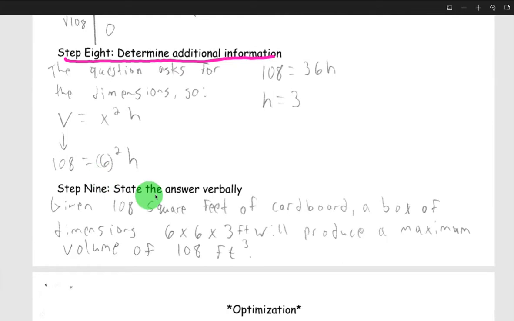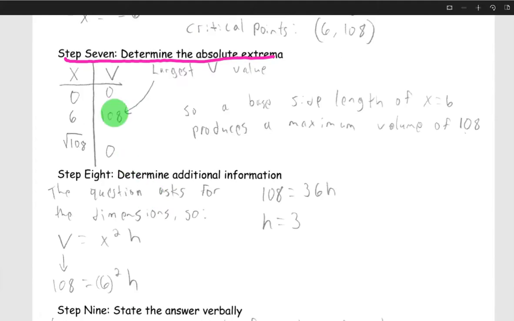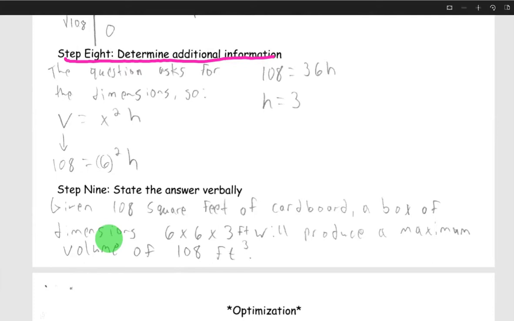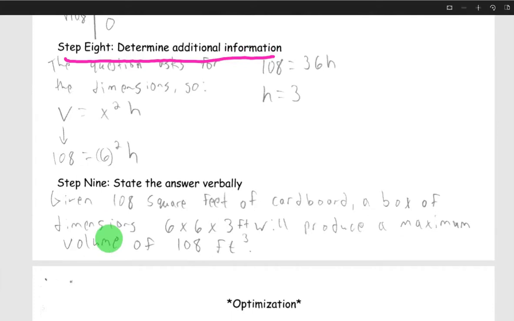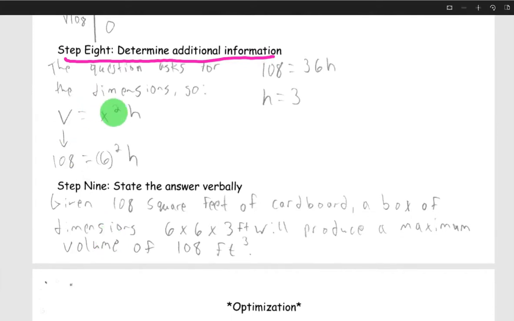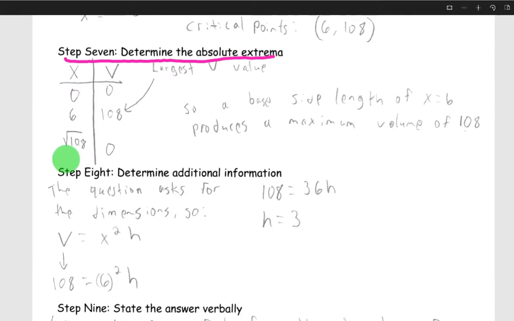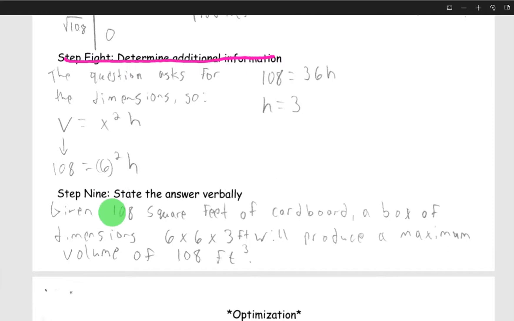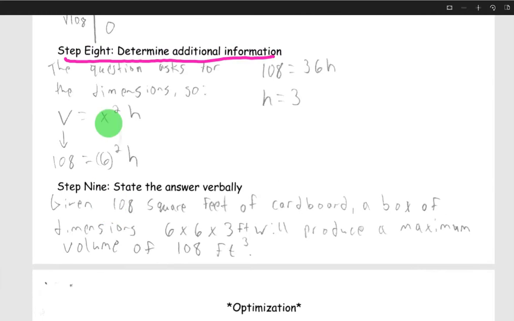All right, since we already know what the volume is, since we solved for that in step 7, we can figure out h that way. But I will say you can use a constraint equation and get the same exact answer back. So we can use the optimization equation, plug in 108 for v, since that's what we got for step 7, and then plug in 6 for x.